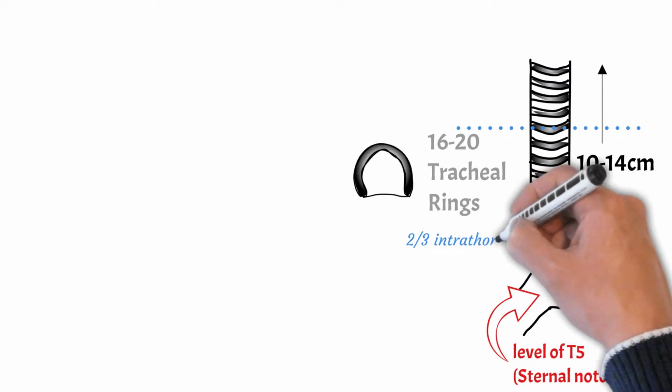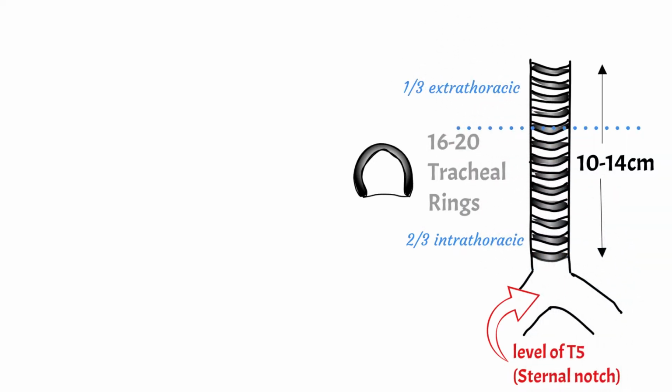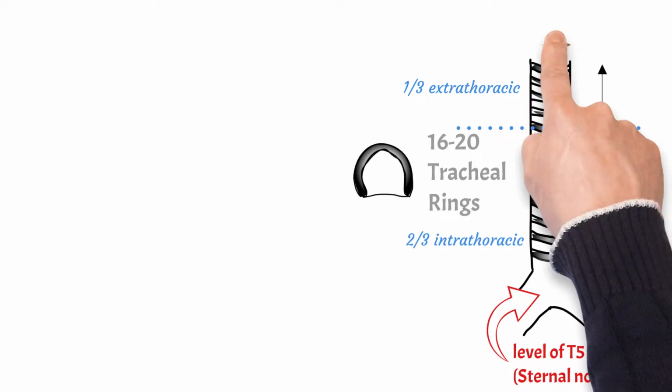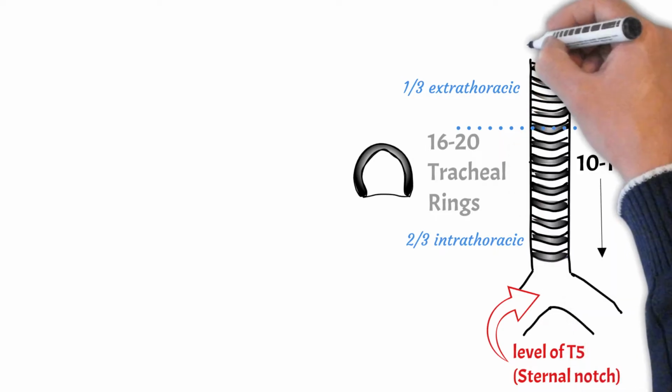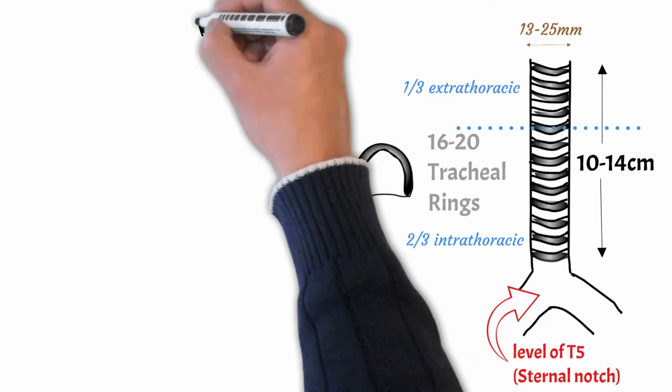The trachea could also be divided into an intrathoracic portion, which constitutes around 2/3 of the trachea, and an extrathoracic portion, which is around 1/3 of the trachea. As far as the diameter of the trachea, it ranges between 13 and 25 millimeters between one patient and the other, depending on their age, gender, and height.